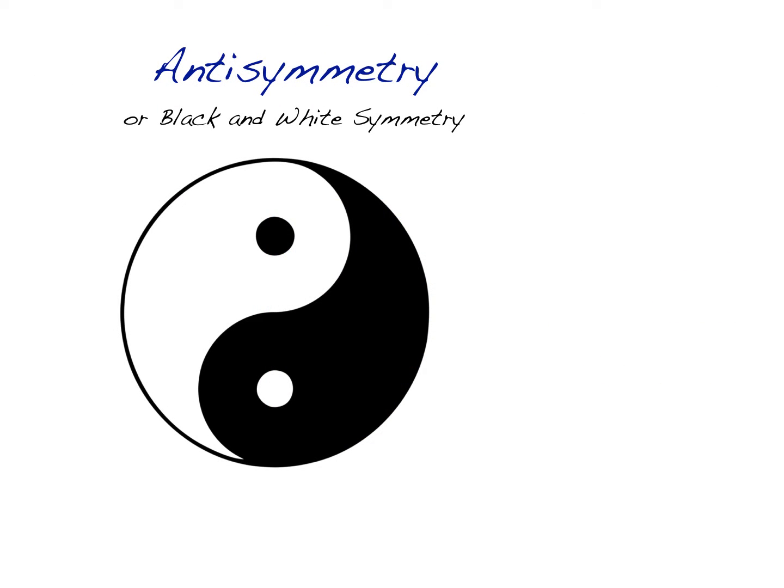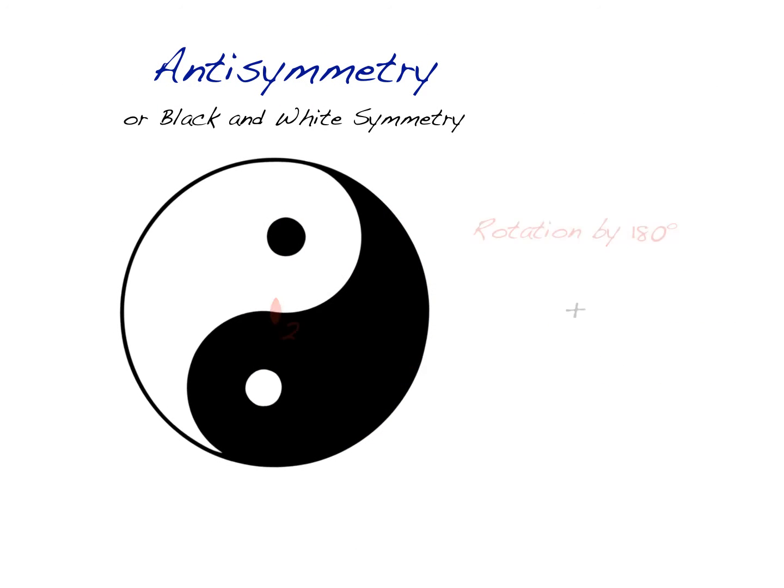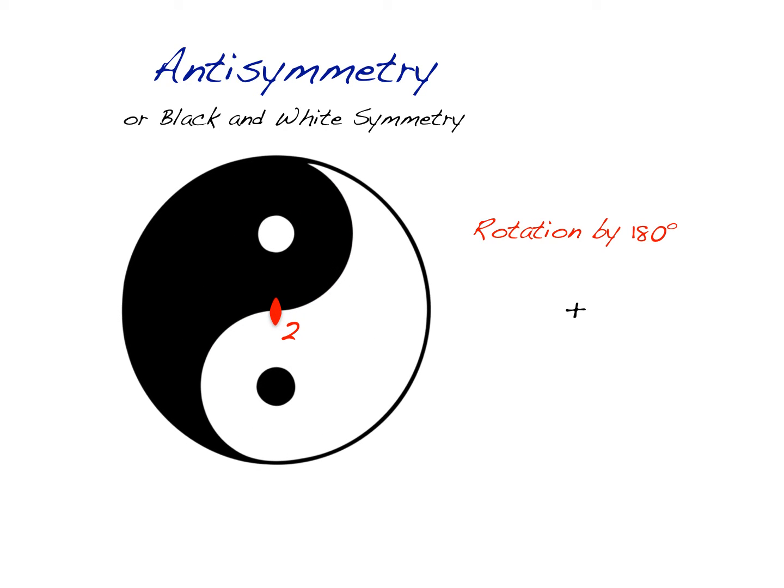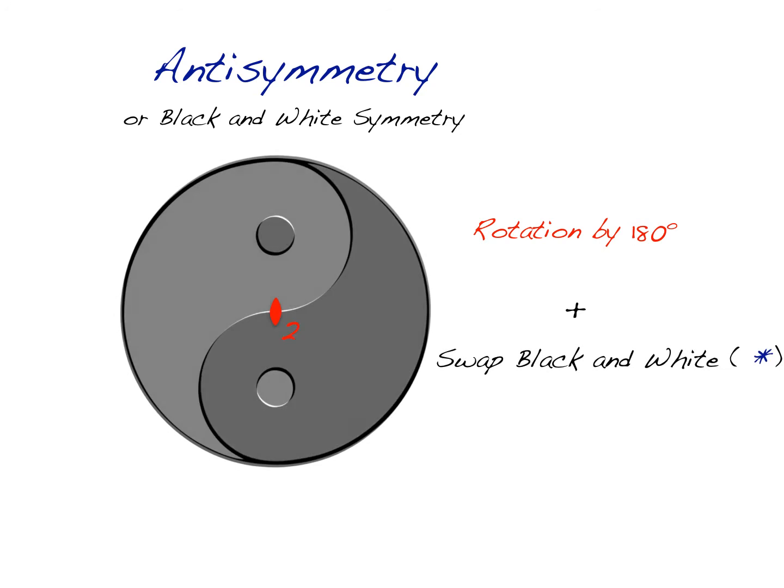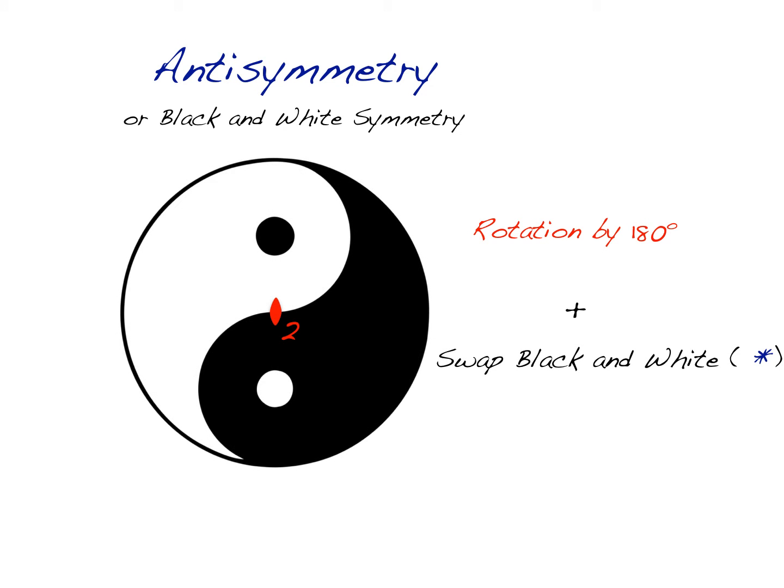In this example of a yin-yang symbol, rotating by 180 degrees changes the image. If we now switch the black and white colors as indicated by the star operation, the image returns to its original form. The star operation is called the anti-symmetry operation. The symmetry group of the symbol is therefore 2 star.